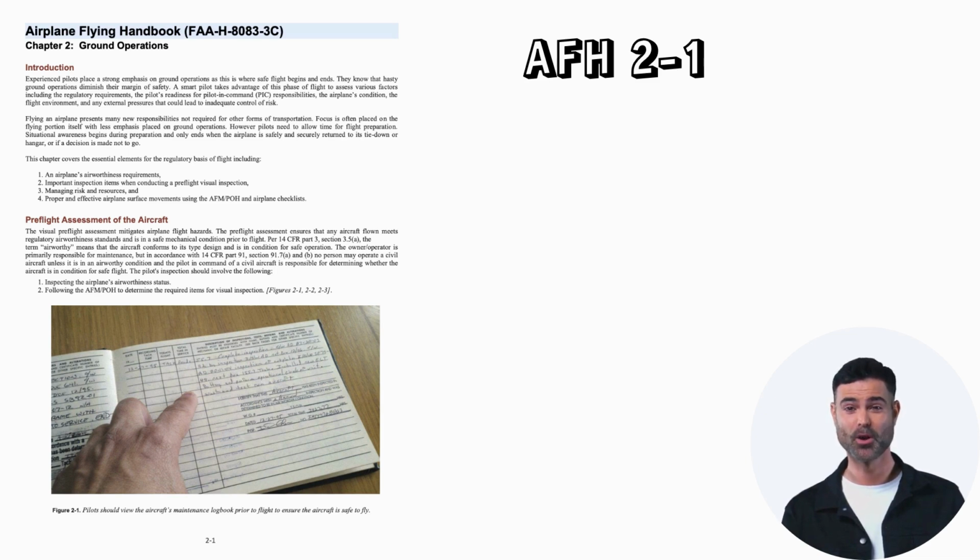The owner-operator is primarily responsible for maintenance, but in accordance with 14 CFR Part 91, Section 91.7(a) and (b), no person may operate a civil aircraft unless it is in an airworthy condition, and the pilot in command of a civil aircraft is responsible for determining whether the aircraft is in condition for safe flight. The pilot's inspection should involve the following: 1. Inspecting the airplane's airworthiness status. 2. Following the AFM to determine the required items for visual inspection.